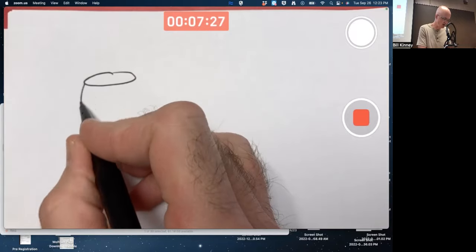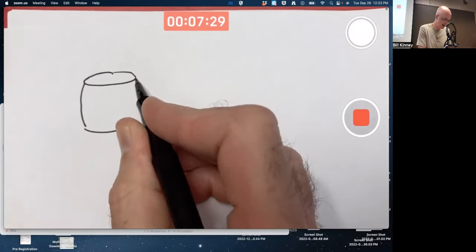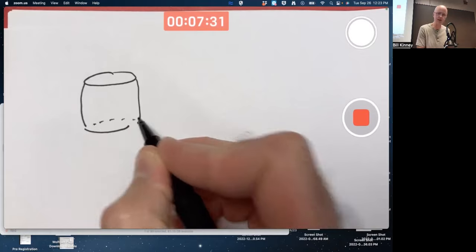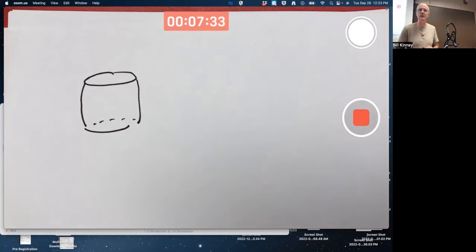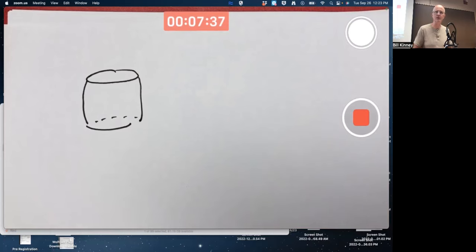Imagine a jar. And in this jar, you could have various things. You could have cookies, you could have brownies, you could have mini donuts or something. Okay, let's keep it simple. You've got some M&Ms in this jar.